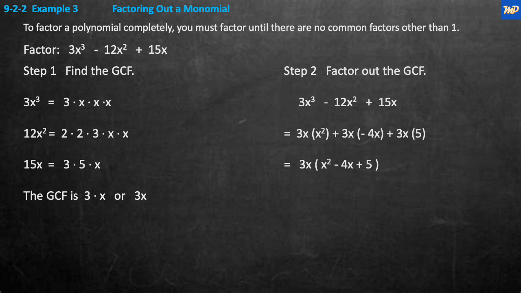Okay, so let's take a look and see what happens here. We're going to start with step 1, which says find the GCF of these 3 terms. Okay, and what is that? So the first term is 3x cubed. What is the greatest common factor of 3x cubed?